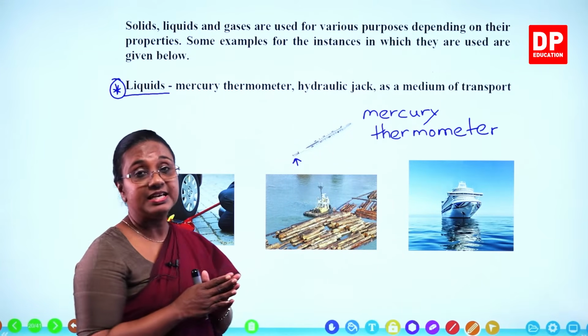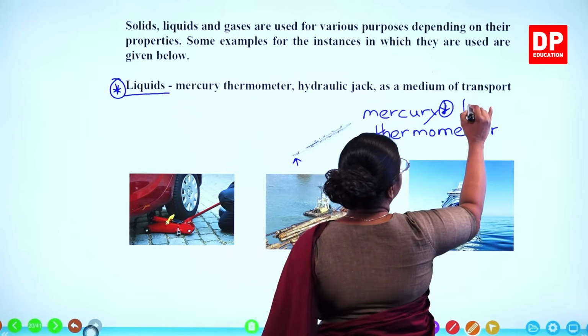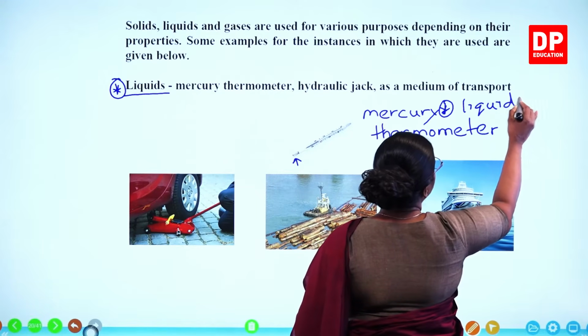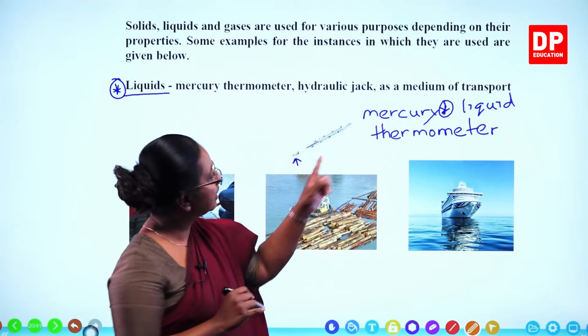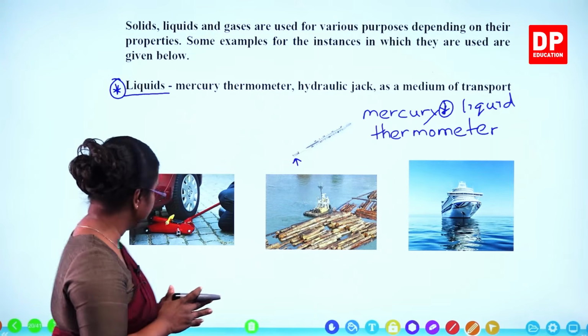So that is a liquid. This mercury is a liquid. Although the rest of the parts of the thermometer are solids, mercury is a liquid. So, use of mercury in thermometers.